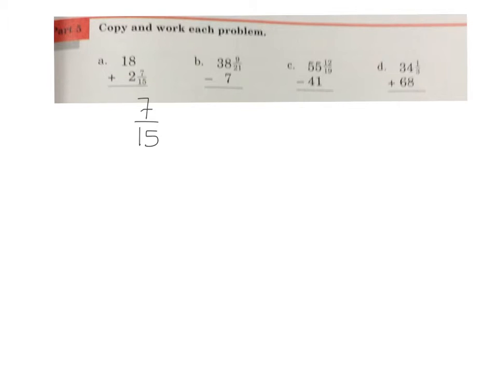I have 8 plus 2 is 10, and 1 plus the 1 that I carried is 2. So my final answer would be 20 and 7/15. Same thing you do when you're subtracting. I've got 9/21, subtracting nothing. I've got nothing else in this fraction column. So 9/21 minus nothing is still going to give me 9/21 in the fraction column.